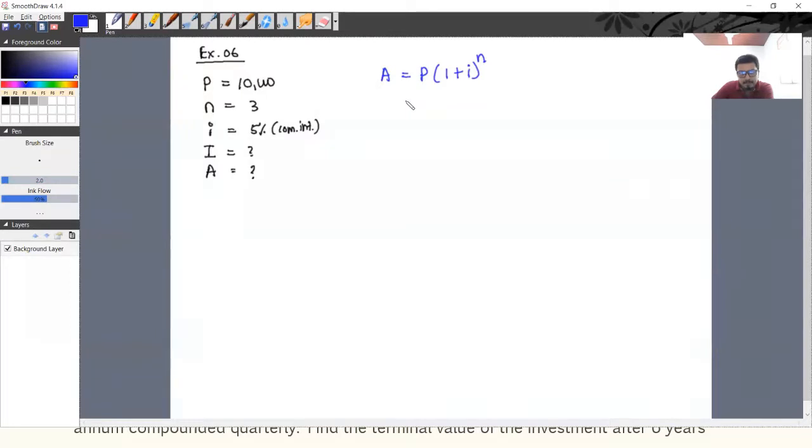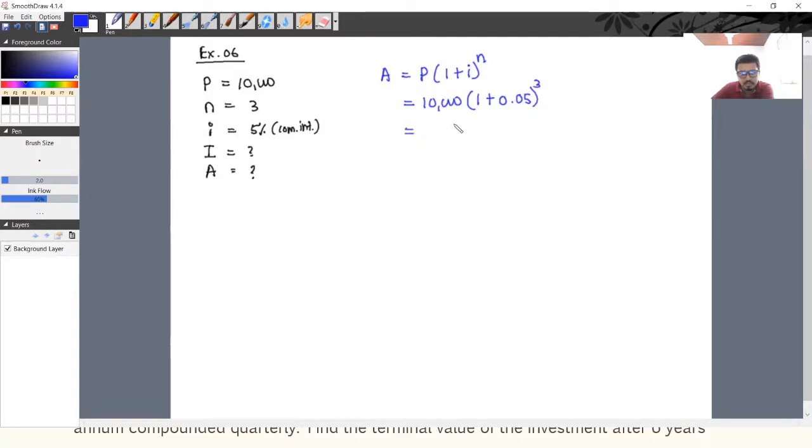Okay, here P amount means the principal amount, that is 10,000. 10,000 into 1 plus what is the value of I? That is 5%. How can we write 5% in decimal form? Is it 0.5? No, right? 0.5 is 50%. It is 0.05. To the power n, n value is 3.